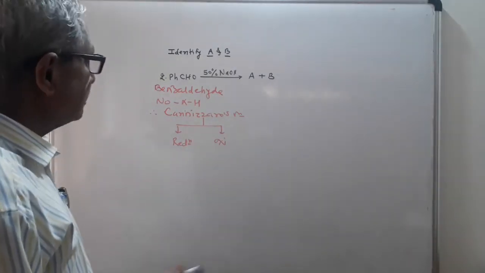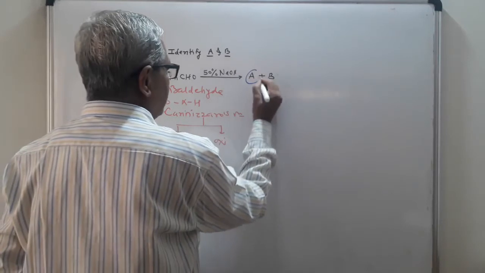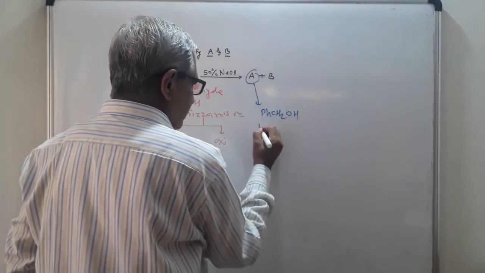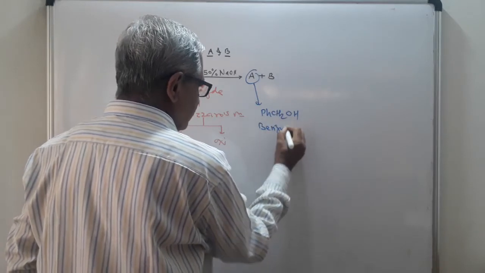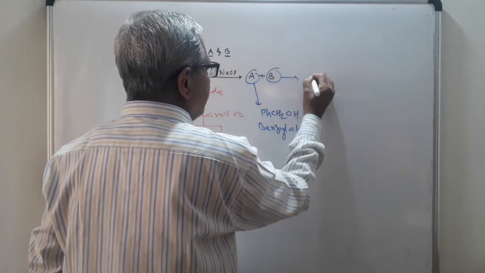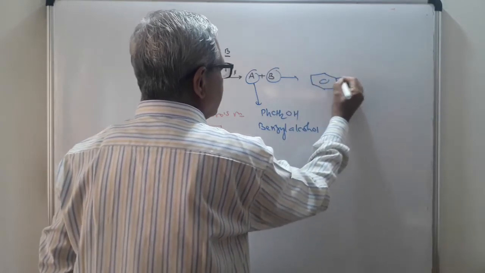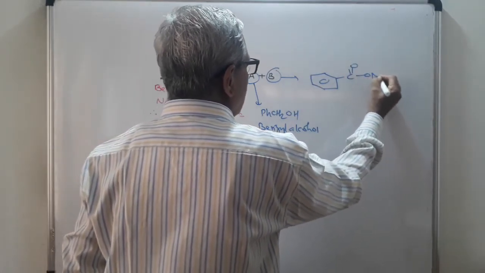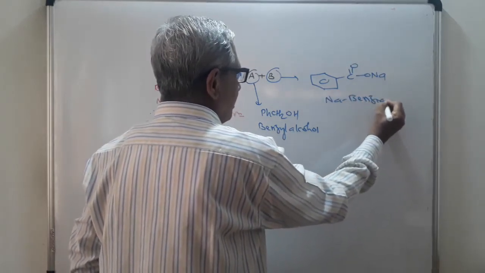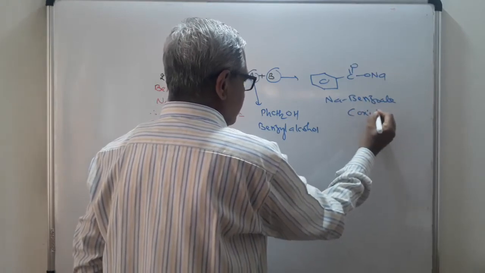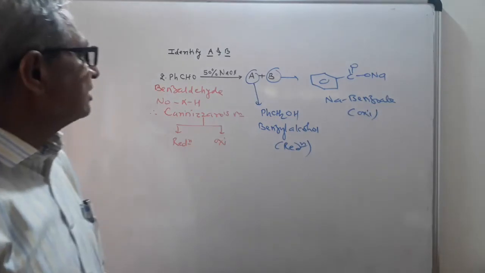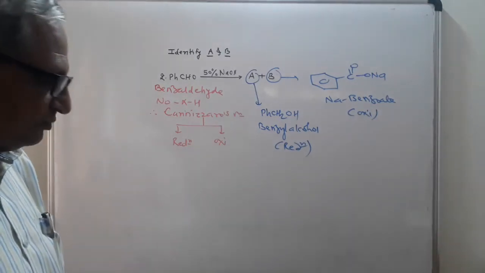So in Cannizzaro reaction, one product is of reduction and second product is oxidation. So see the structure of reduction product. A will be like this, PhCH2OH. It is known as benzyl alcohol. And see the structure of B, sodium benzoate. C double bond O, ONa. It is known as sodium benzoate. This is oxidation product. This is a reduction product. So this is the parallel question. Identify A and B.